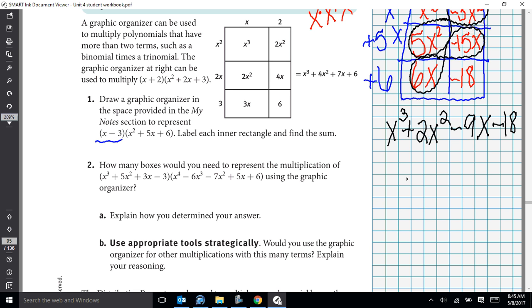So how many boxes would you need to represent the multiplication of x cubed plus 5x squared plus 3x minus 3 times x to the 4th minus 6x cubed minus 7x squared plus 5x plus 6? Right. So you would need 1, 2, 3, you need 4 for this one, and then 1, 2, 3, 4, 5 for that one, right? So you need a 4 by 5.